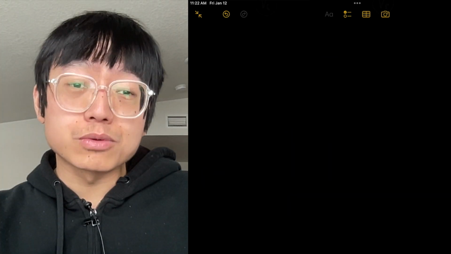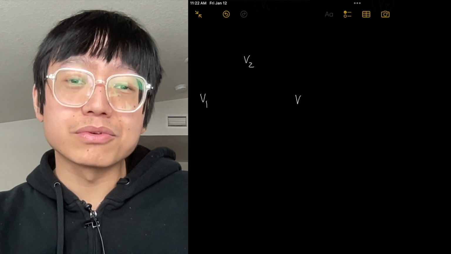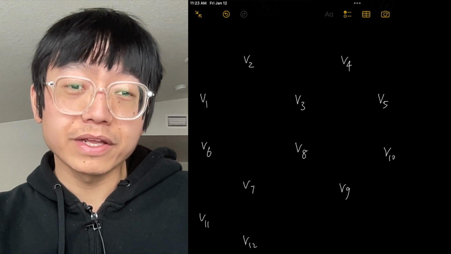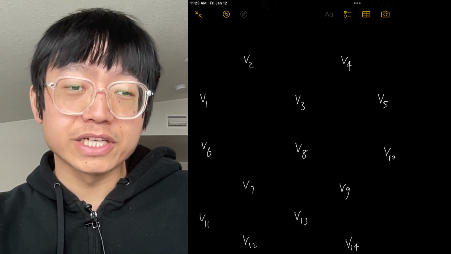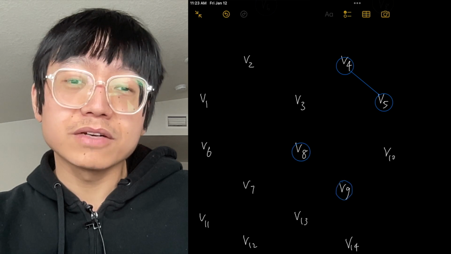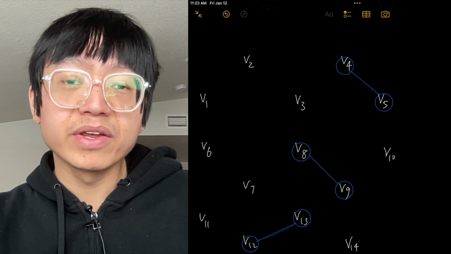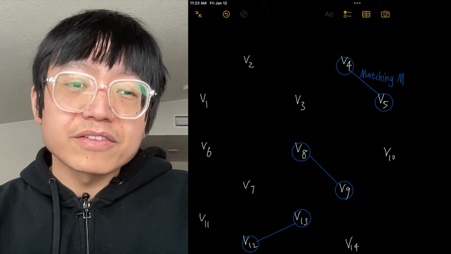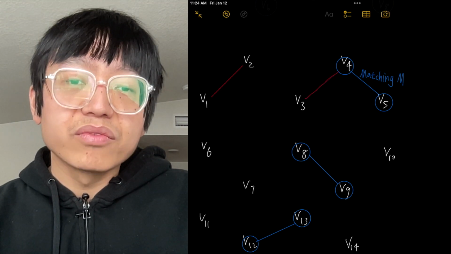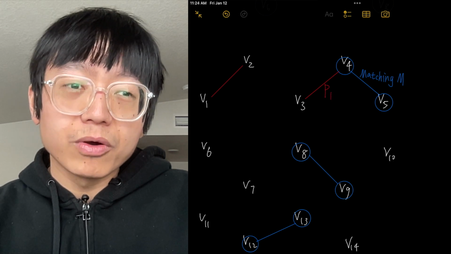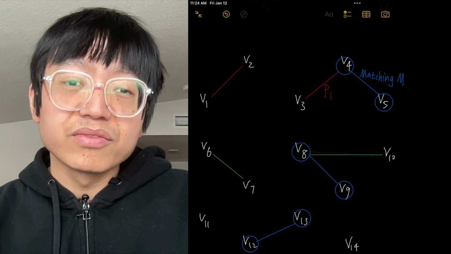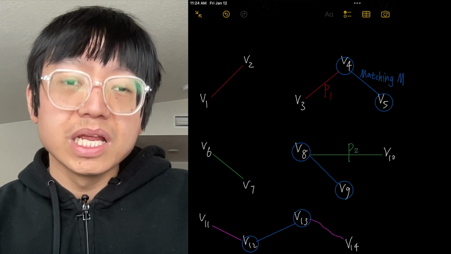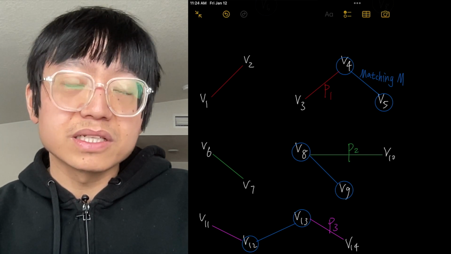Let's try to represent a graph with a matching M and three vertex disjoint M augmenting paths P1, P2, and P3. And we have matching M, which consists of the edges V4, V5, V8, V9, and V12, V13. We have three M augmenting paths. P1 includes edges V1, V2, and V3, V4, and P2 includes edges V6, V7, and V8, V10, and P3 includes edges V11, V12, and V13, V14.